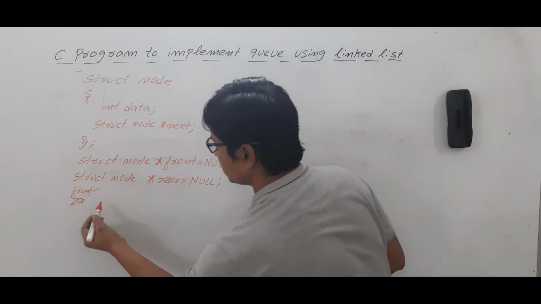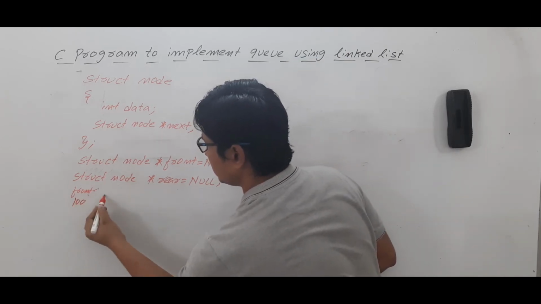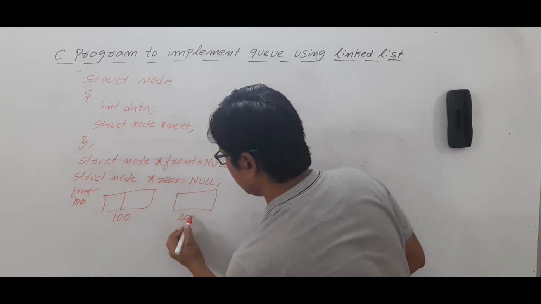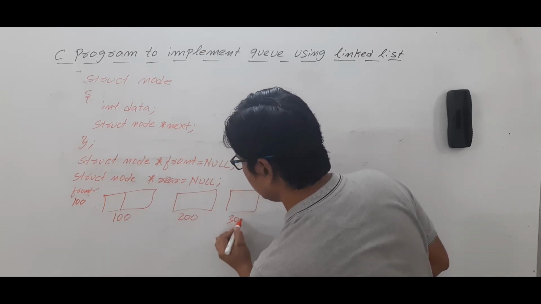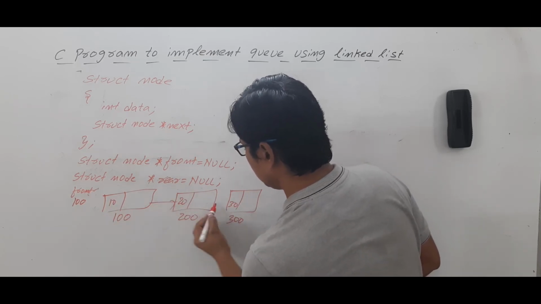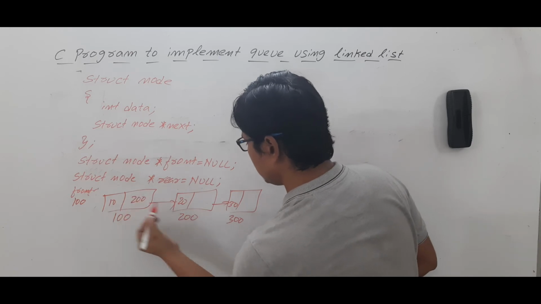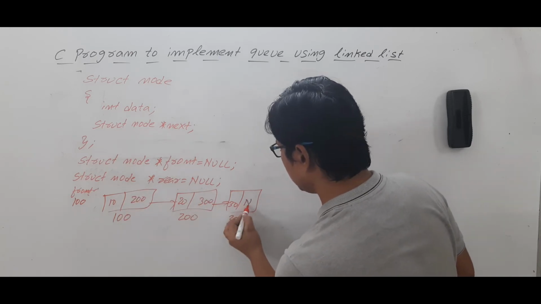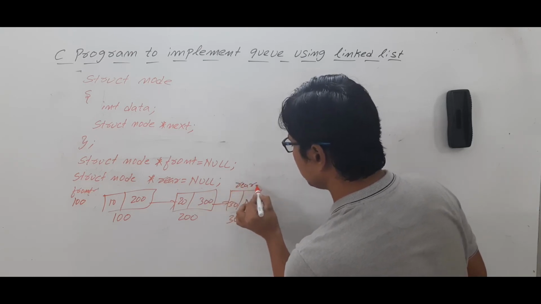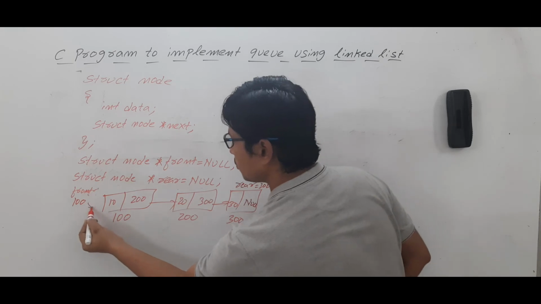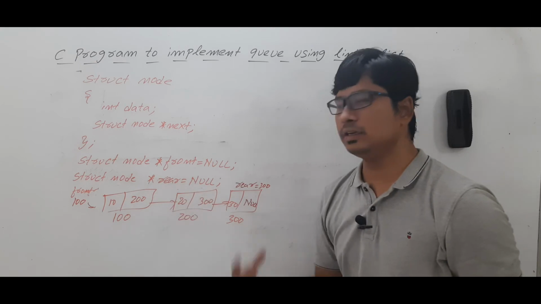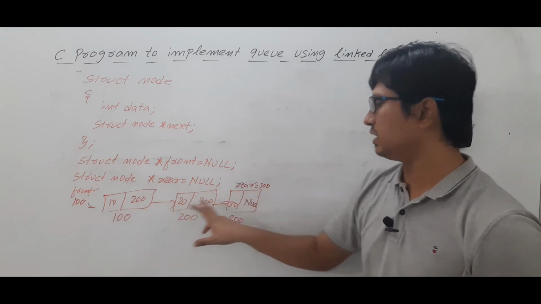Let's assume that here it is 100, 200 and 300. You have the values 10, 20, 30. So here 200 is there, here 300 is there, and here null is there. And here it is rear, so rear will have 300. Front is pointing to the first node. Am I right? This is the queue which is having the 3 nodes, consisting of values 10, 20 and 30.